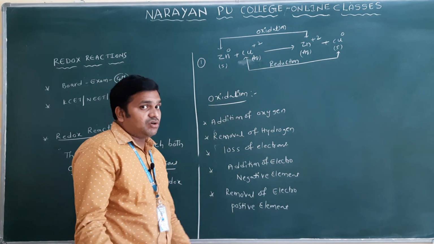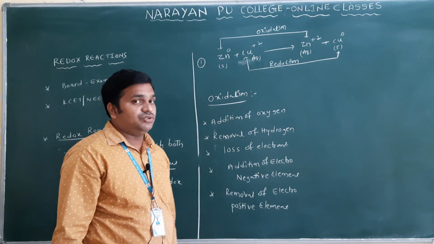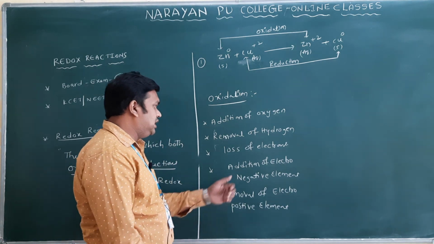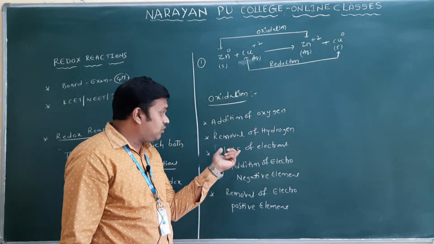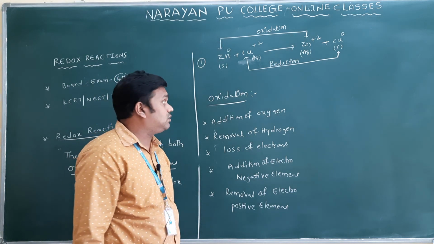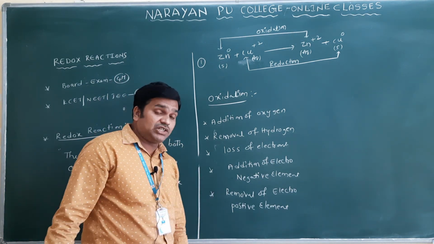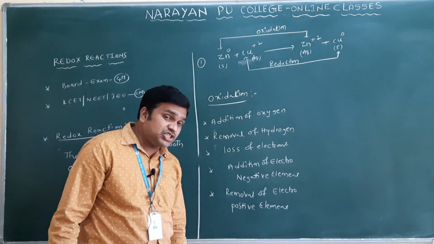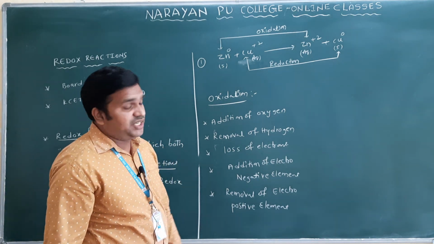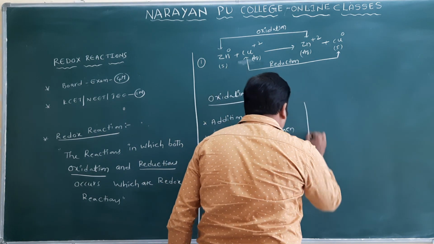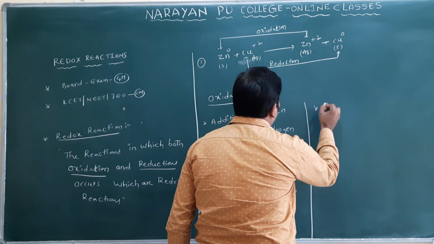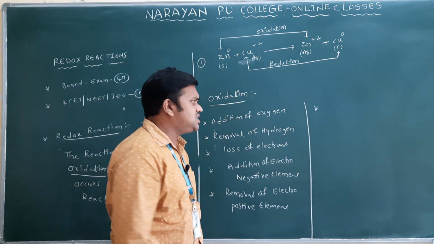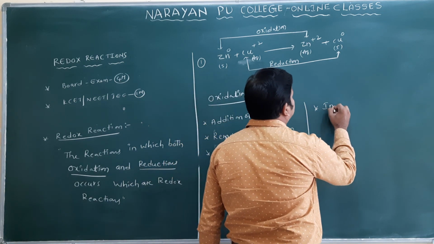Addition of oxygen you are calling oxidation, removal of hydrogen you are calling oxidation, loss of electrons is also called oxidation, addition of electronegative element is called oxidation, removal of electropositive element is called oxidation. Or you can see one more also, increase in the oxidation number.